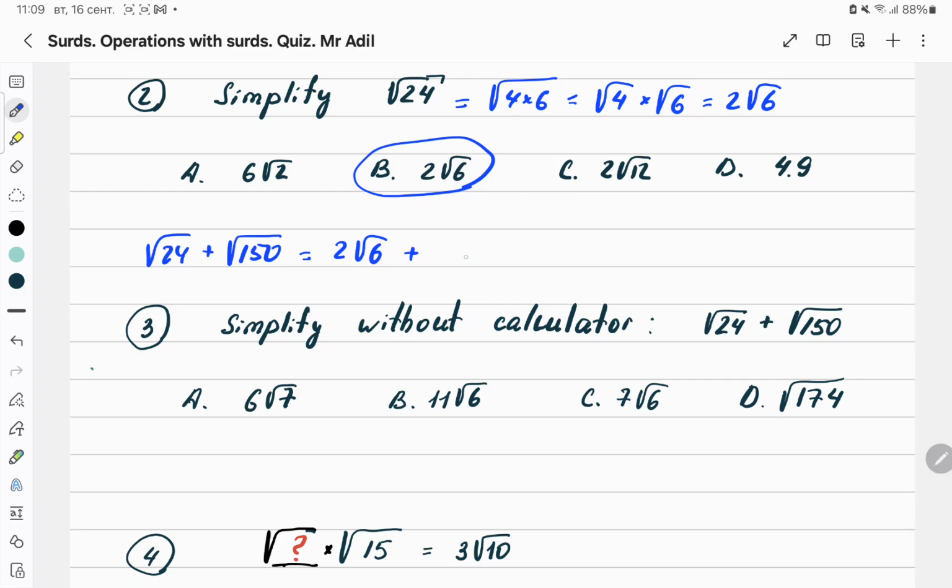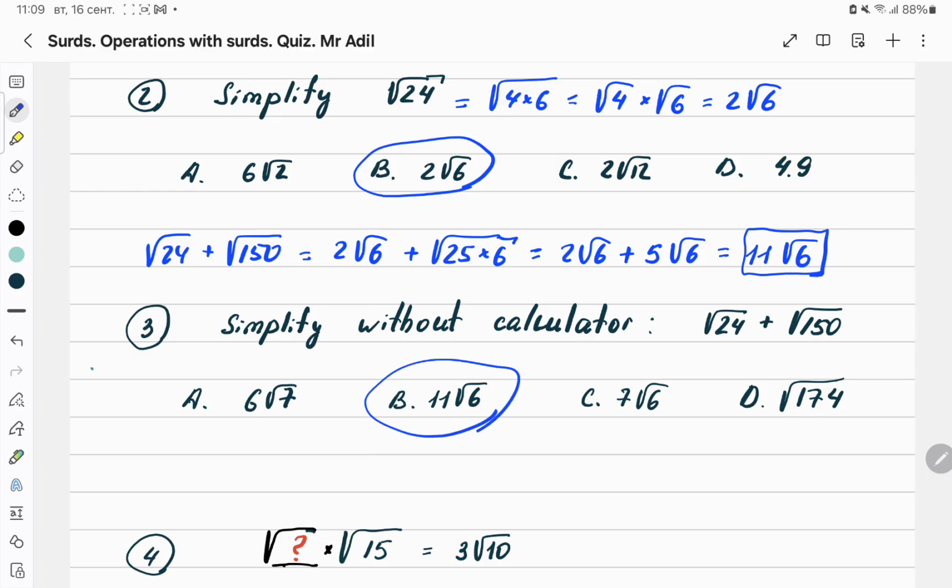is divisible by 10, and moreover it's divisible by 25. So that's why we can write 25 times 6. The square root of 25 is 5, and then we're just simply adding 2 plus 5, which is 7 square root 6. So this is the simplest form, right? So let's find this answer, 7 square root 6. Here we go. It is B.